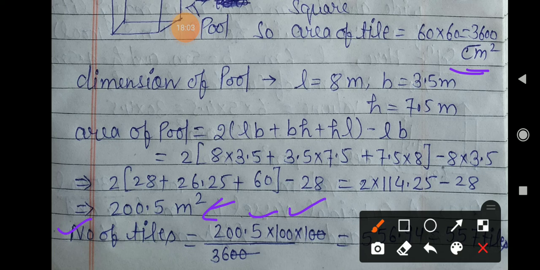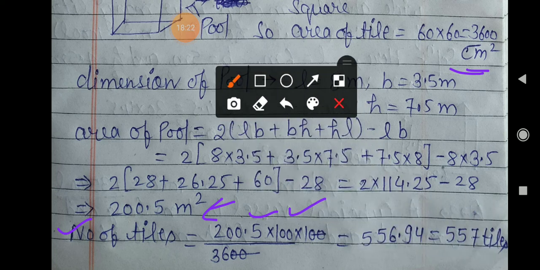Okay, so we have to write here the 10,000 as in the form of 100 into 100. So 200.5 into 100 into 100 by 3600, and cut this 0 with 0 and get your number of tiles. So number of tiles is 556.94, and we have to write the approximate tiles here, 557 tiles here. So these 557 tiles you are used for tiling the pool.